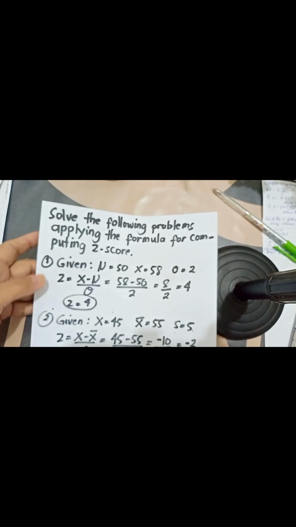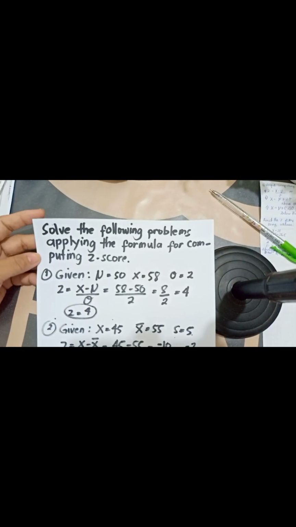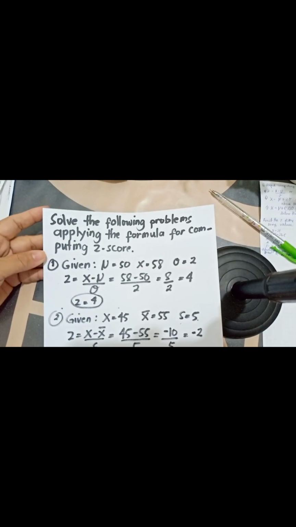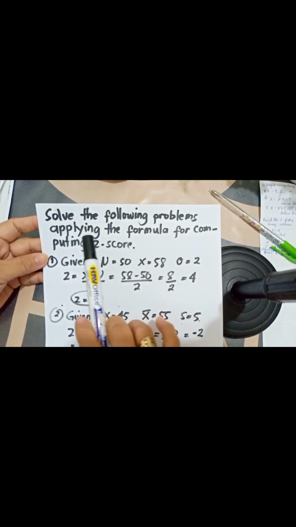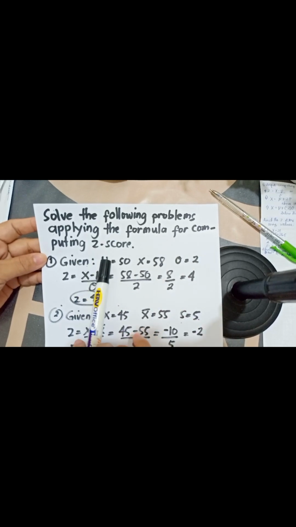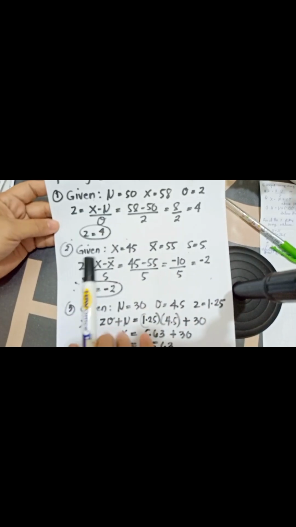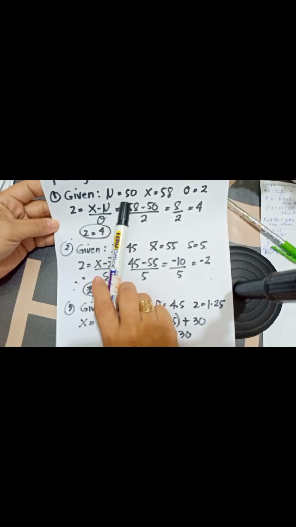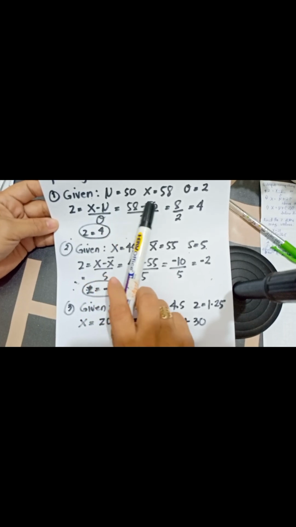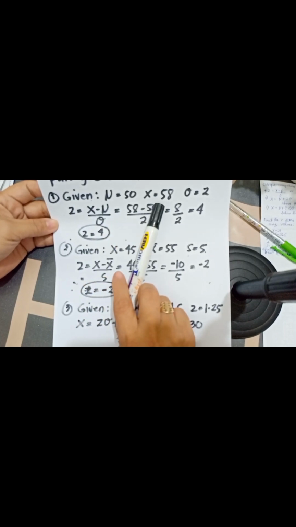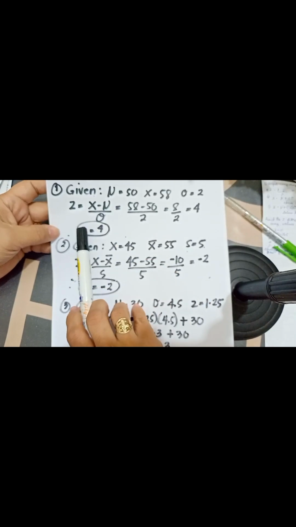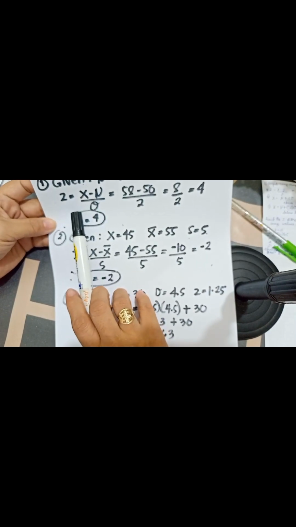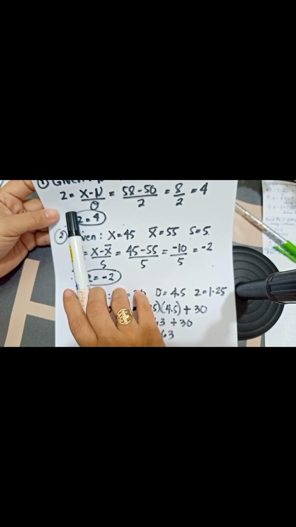Okay, so let us come now to the application of the formula that we have discussed in part 1. Solve the following problems applying the formula for computing z-score. The givens are population mean 50, raw score x is 58, and the standard deviation is equal to 2. So simply substitute to the given formula for finding the z-score of a population data.